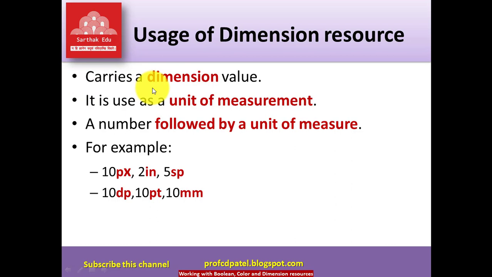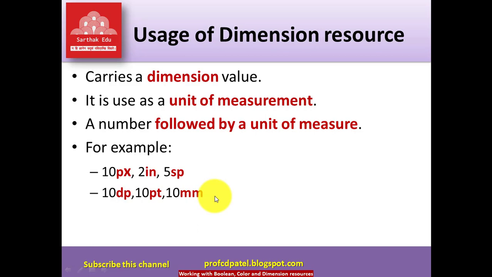So a dimension carries some dimension value and it is used as a unit of measurement. Each measurement is followed by a unit. For example, 10px, 2in, 5sp, 10dp, 10pt, 10mm. So the question is, what are px, in, sp, dp, pt and mm?